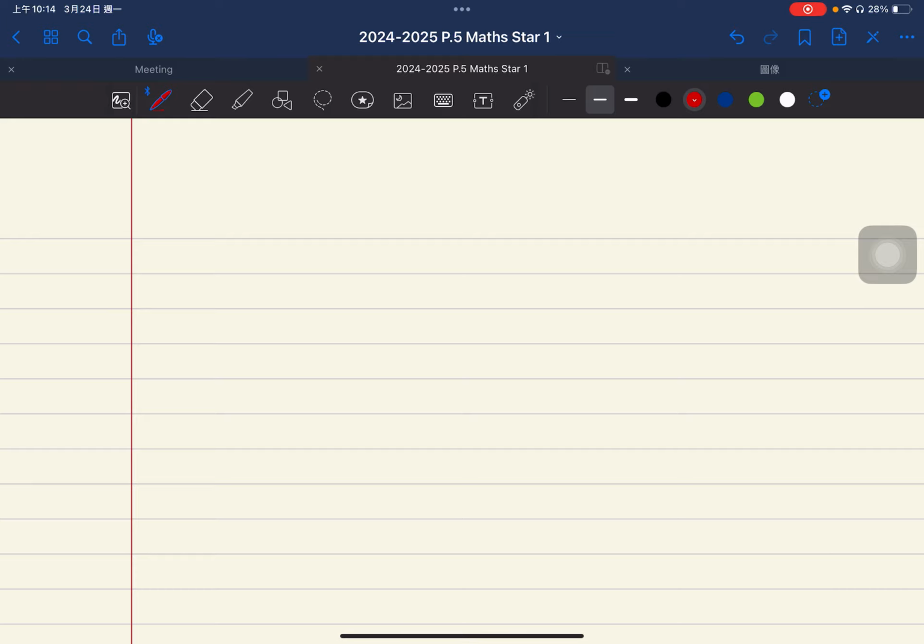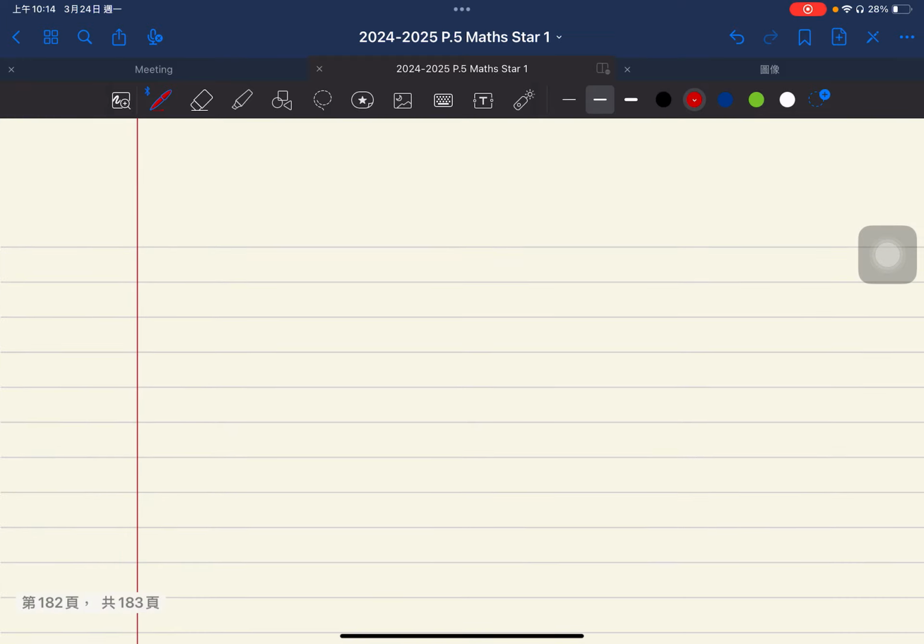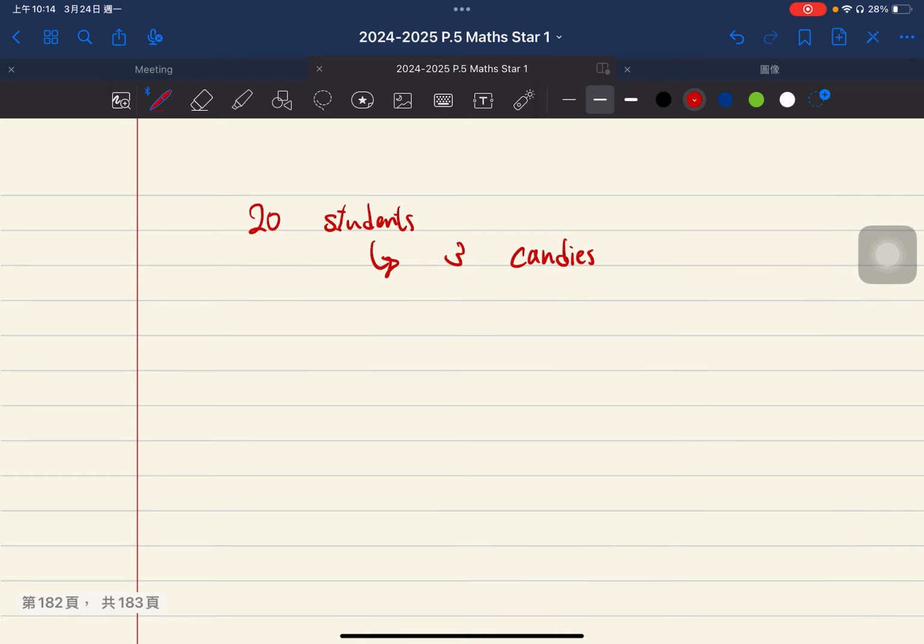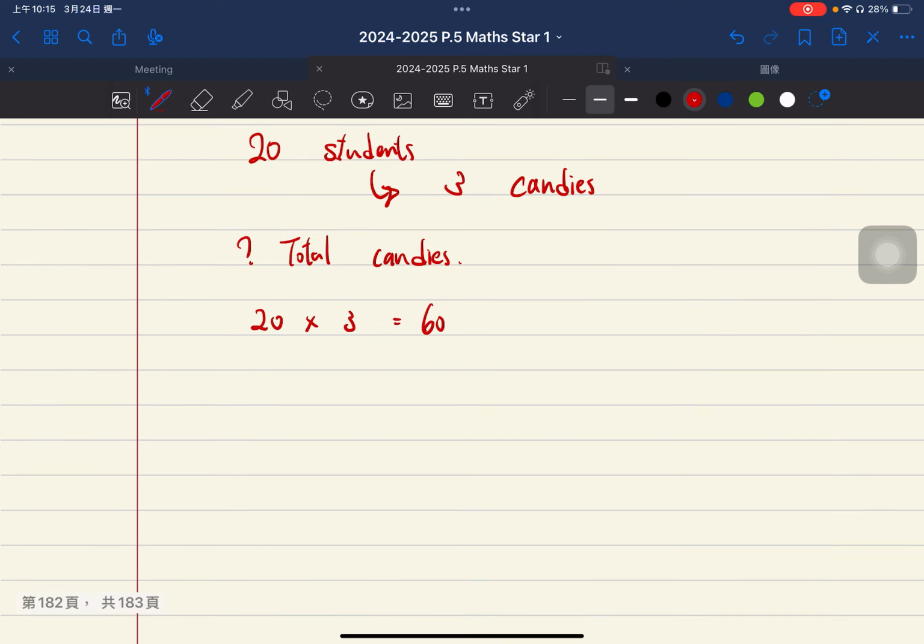For example, I have 20 students, and each person has 3 candies. Then what is the total number of candies? Which is 20 times 3. This is a very easy example, right? In decimals, basically it's the same thing.